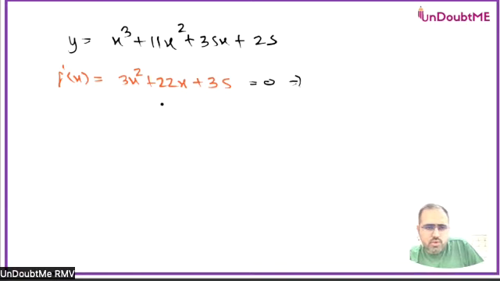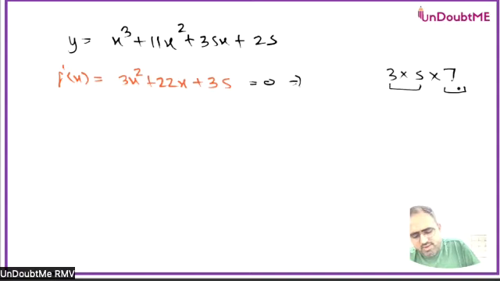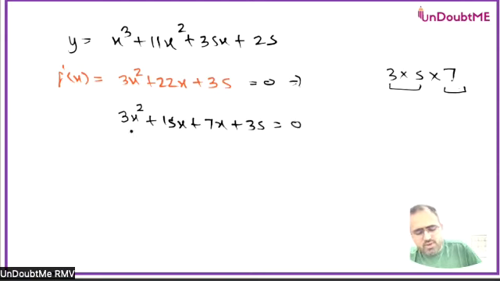Okay, looking at this, I feel like we can give it a try. 3, 5, 7, 15 and 7, 22. So it's working. So 3x square plus 15x plus 7x plus 35 is equal to 0. The first two and the other two we can factorize. I'm just solving a normal quadratic.